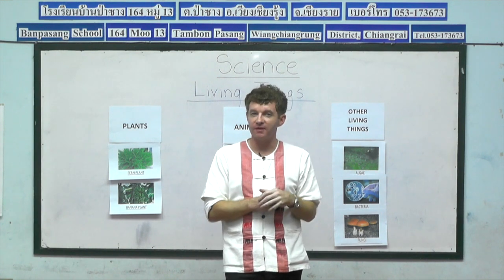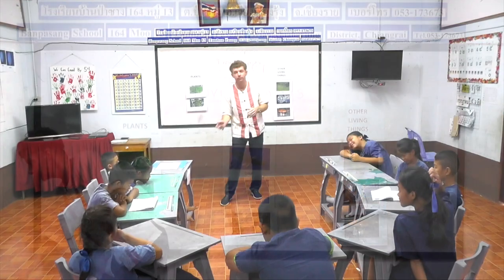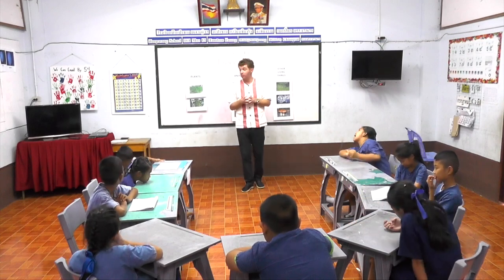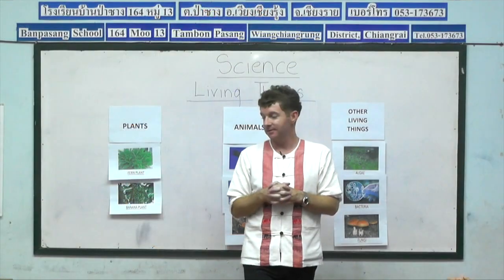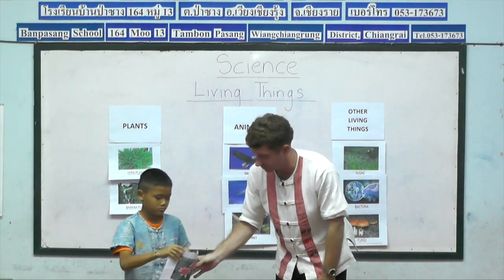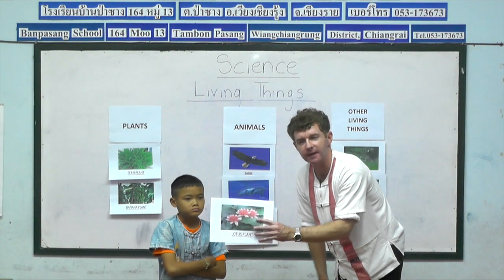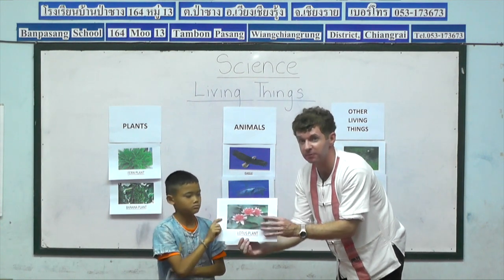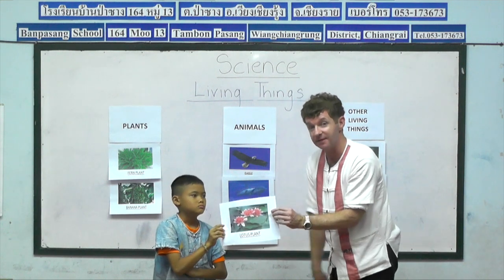And we have one flash picture left. So let's see who can do this one for us. Chu. So Chu, can you bring your flash picture forward to the front of class, please? And what does Chu's flash picture say? Lotus plant. Yes, you see many of these type of plants in Thailand. They're very pretty and we can see them in Thailand.